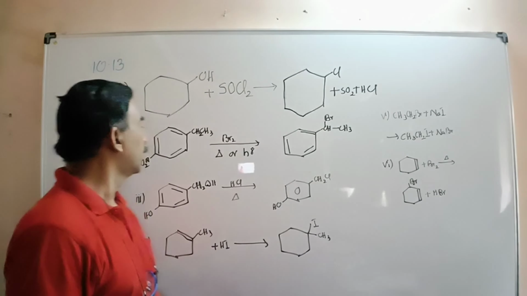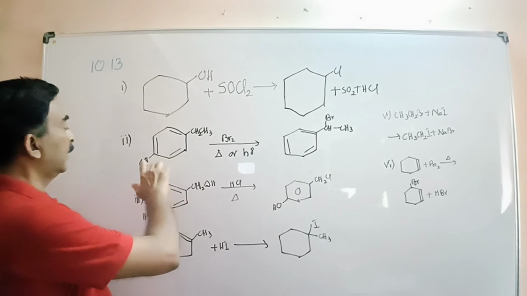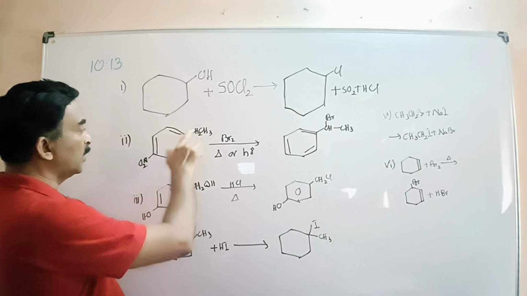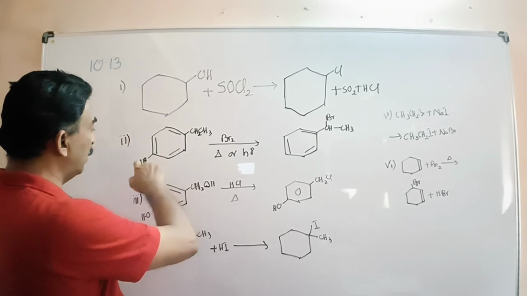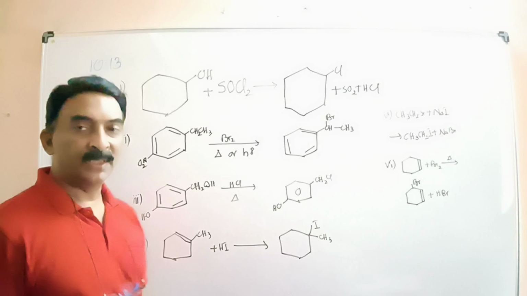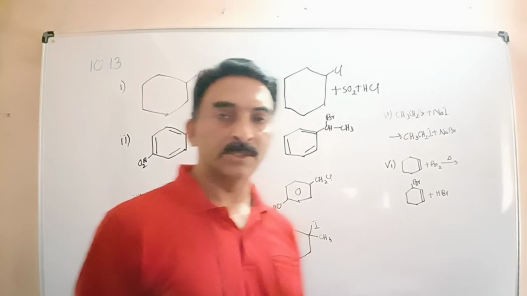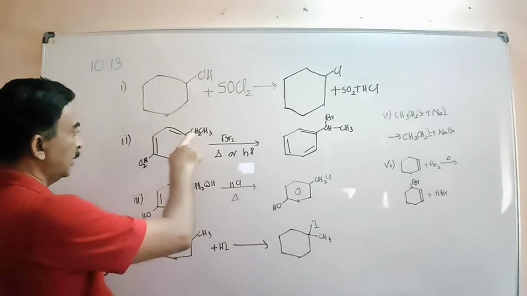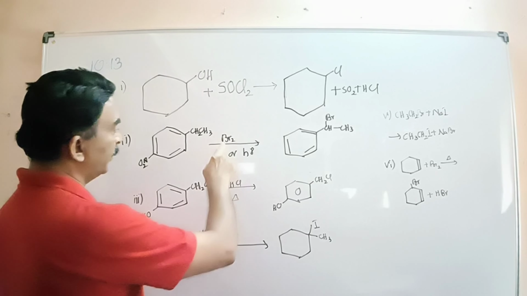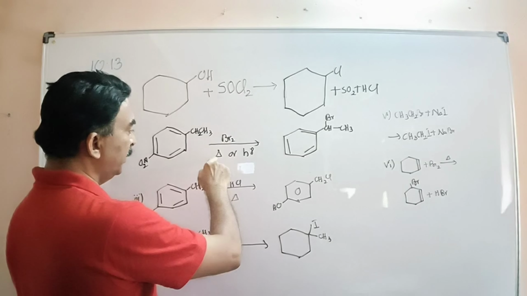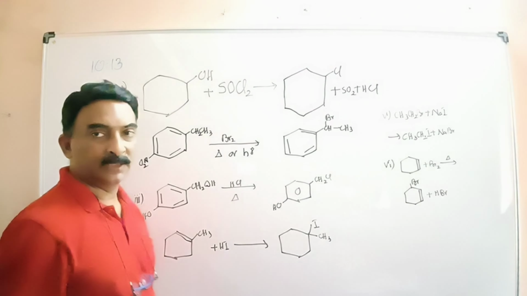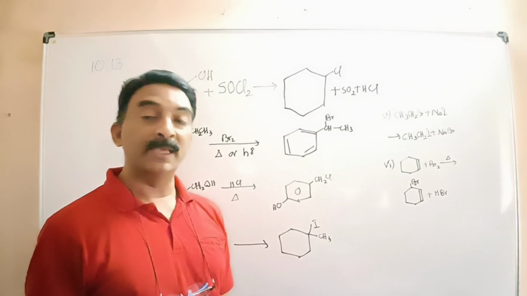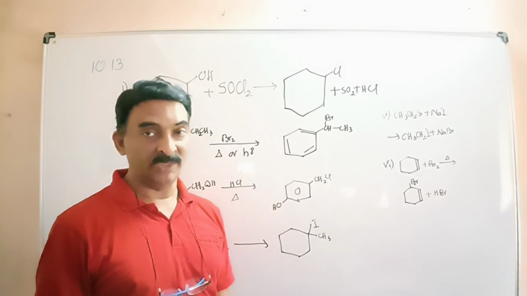Okay. Next, it is para-nitro or 4-nitro-ethylbenzene. Here the naming is based on alphabetical priority. E of ethyl comes before N of nitro. So it is called 1-ethyl-4-nitrobenzene. Okay. It is treated with bromine in the presence of heat or light. Then we know it is the case of allylic halogenation.